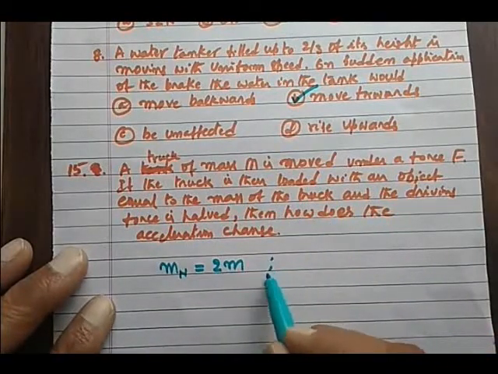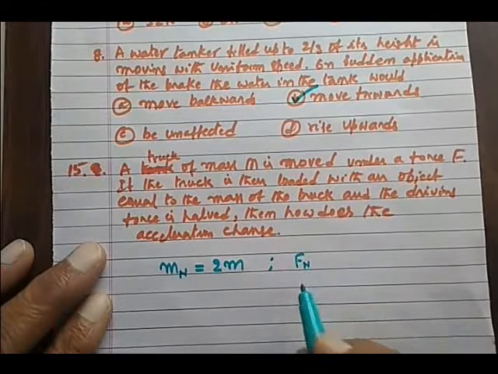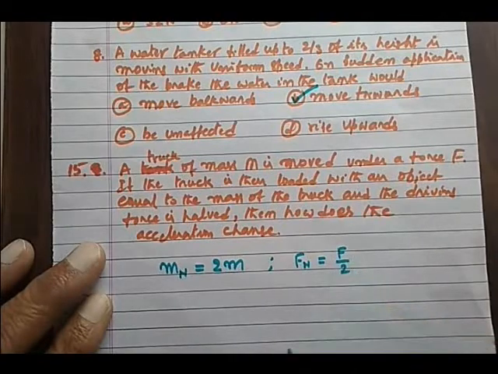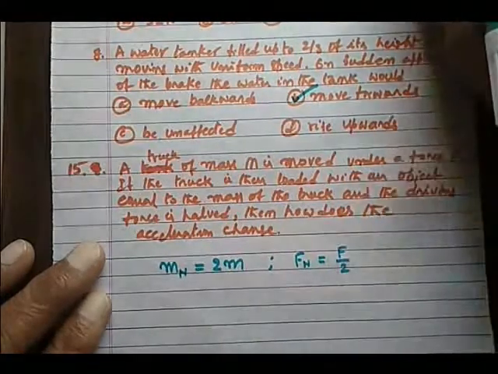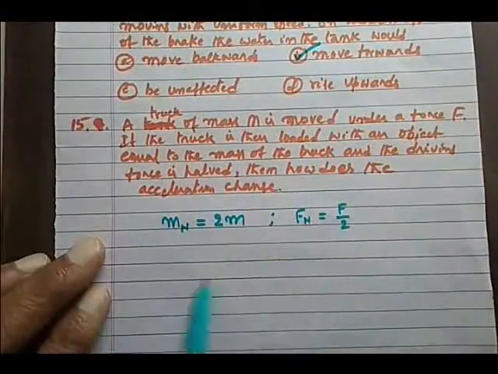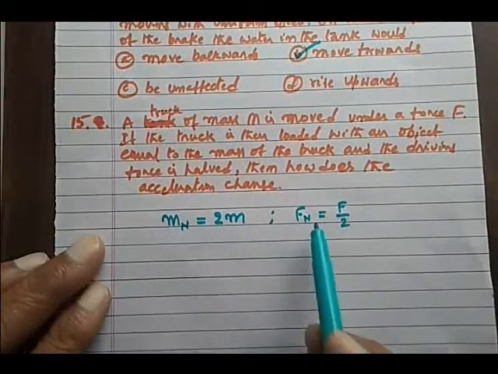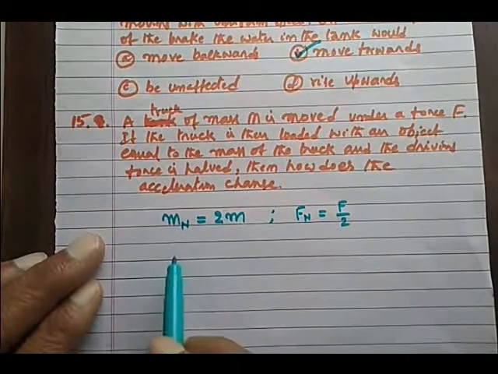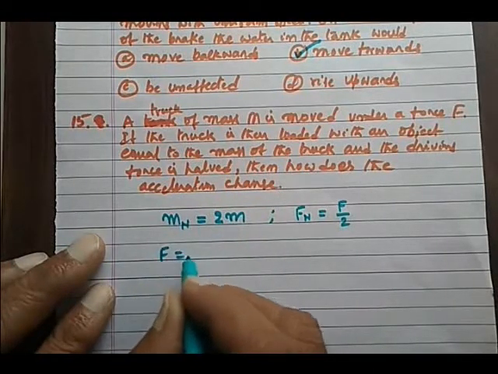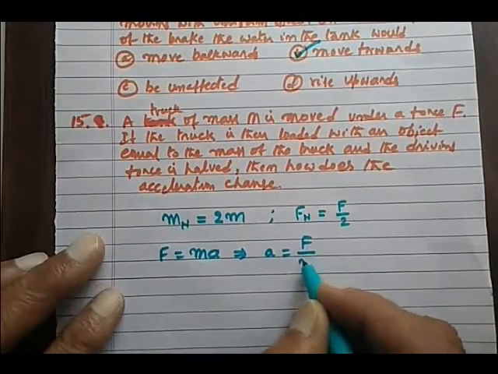Okay, so and then the force, new force is half, so it has become F by 2. Okay, so these are the conclusions from this question. So the new mass has become double, force has become half. Okay, then we have to find acceleration. So F is equal to ma formula we have to use. A is equal to F by m.